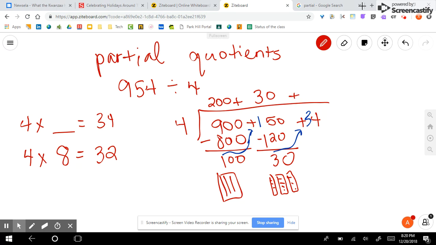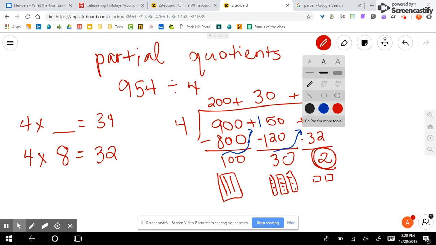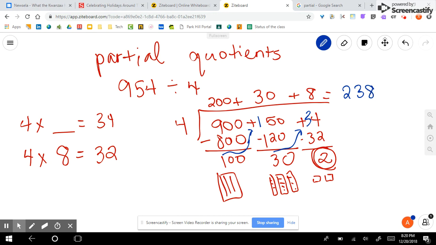So my last partial quotient is going to be 8. So I'm going to subtract 32, and that equals 2. I can't make any more groups of 4 since I only have 2 ones. I cannot make any groups of 4. So this is going to be my remainder. Now I need to add together all my partial quotients to find out what my whole quotient is. So I know I have 200 plus 30 plus 8. That means my final quotient is going to be 238. And I don't want to forget my remainder. Remainder 2. That is how you use partial quotients.